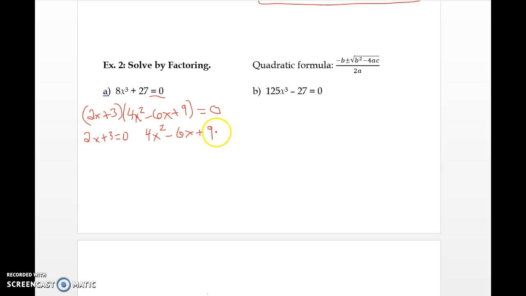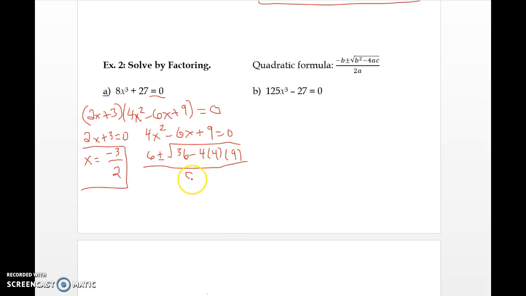So the linear is super easy. We can just straight solve that. X will equal negative 3/2. That's one answer. This is a quadratic that is not factorable. So we can do quadratic formula. We can say negative b plus or minus the square root of b squared minus 4 times a times c all over 2 times a.